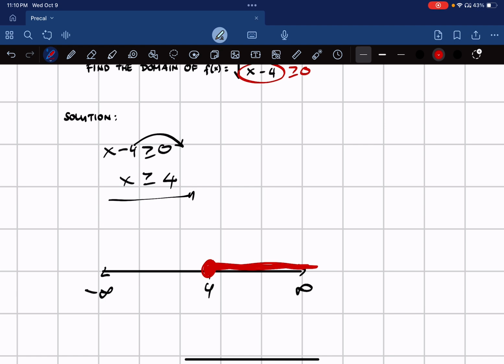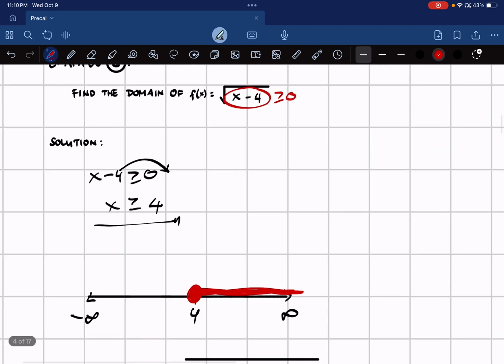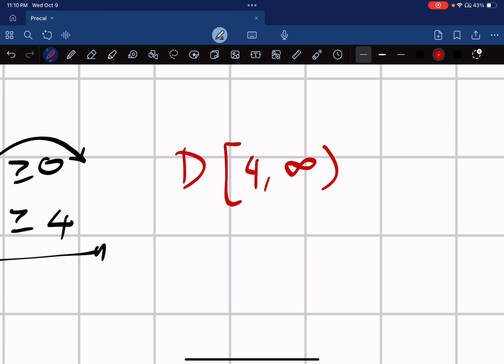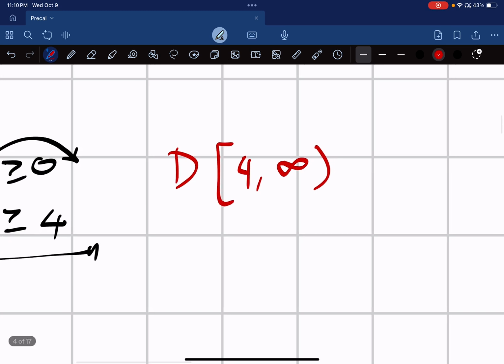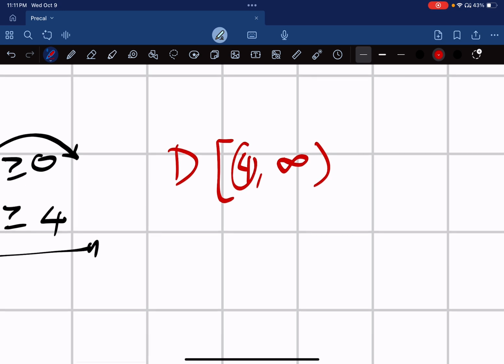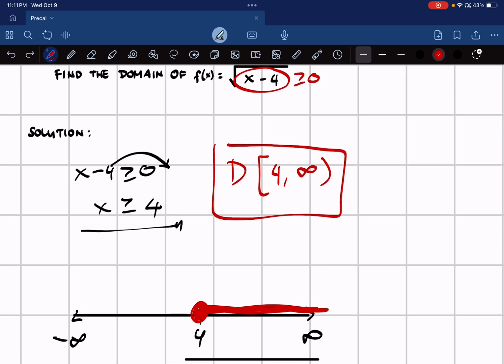So, our domain, automatically, is from 4 to infinity. Parenthesis. However, since we encountered that the 4 is shaded, meaning 4 is included in the solution, instead of parenthesis, we will use bracket. What is the meaning of the bracket? It means that the number is included in the solution. So, that is the domain of this function.